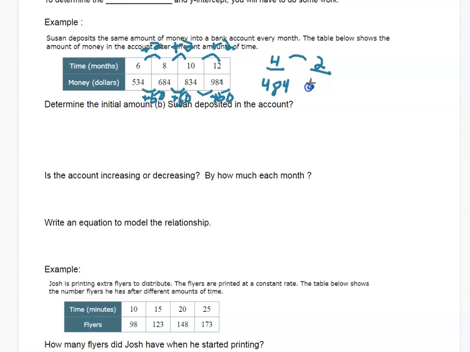She would have 434. And if I went back another 2 months at time 0, okay, that's important, time 0, she would have $384. Okay, so the initial amount B, that's the y-intercept, Susan deposited in the account would be $384. Okay, is the account increasing or decreasing? It is increasing.